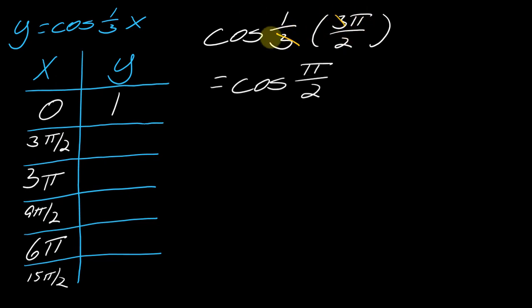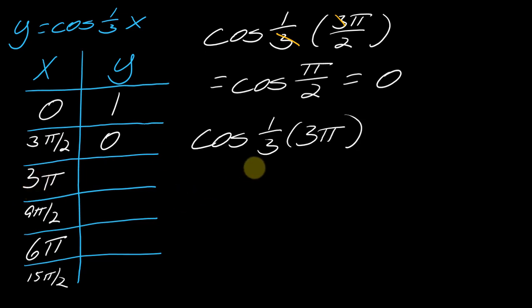So if I work all this out, I see that the 3's drop out and really I'm just left with cosine of pi over 2. And that equals 0, so I can plug that into my table. So next I'm going to move on to 3 pi. So let's go ahead and plug that in. So I've got cosine of 1/3 times 3 pi. This comes out to cosine of pi, and this will come out to -1.